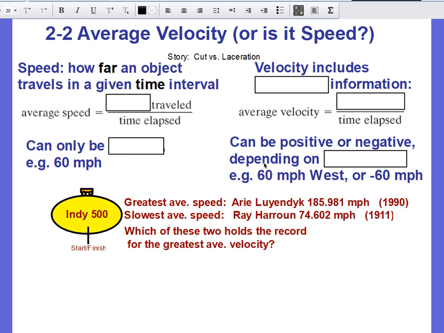Okay, this is section 2.2 from your book on average velocity, or is it speed? Perhaps you've used these two terms interchangeably. Even though we can get by with that occasionally, they are slightly different. Our goal in this video is to understand the differences between them and to make sure we know when to use which quantity.